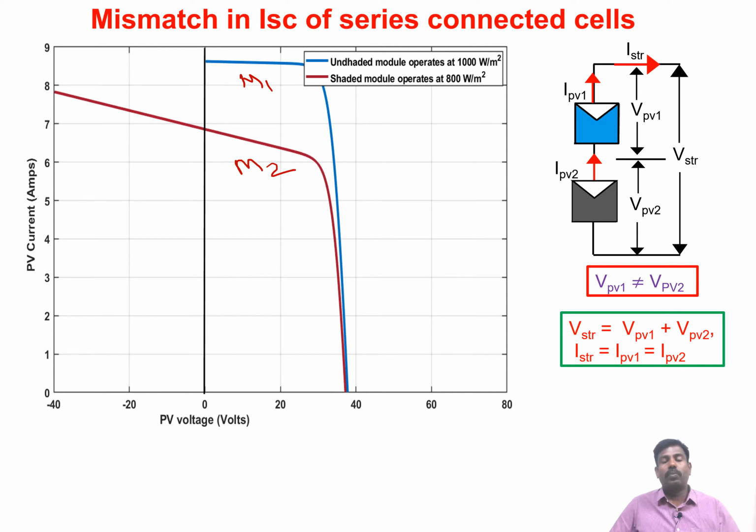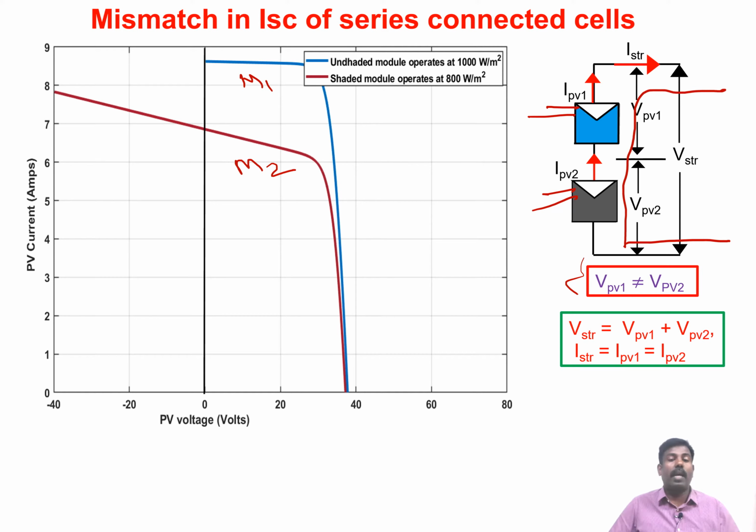We know that in series connected modules, the current is the same. There will not be any change in the current. So the I string current is equivalent to IPV1, and is also equivalent to IPV2. There is no doubt about it because it is a series. All the current has to flow through like this. So they are actually similar.